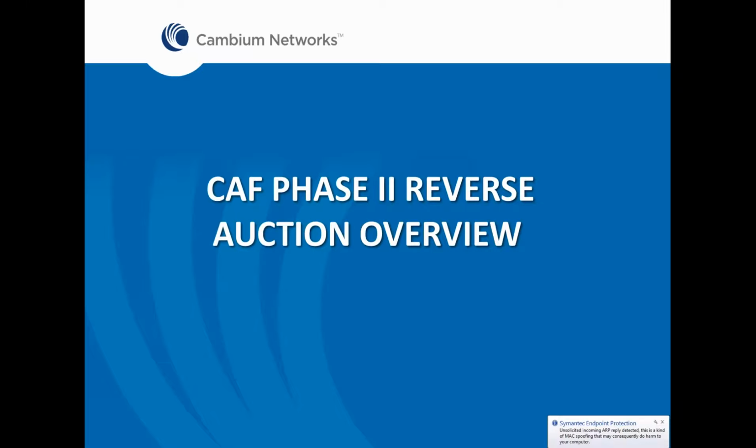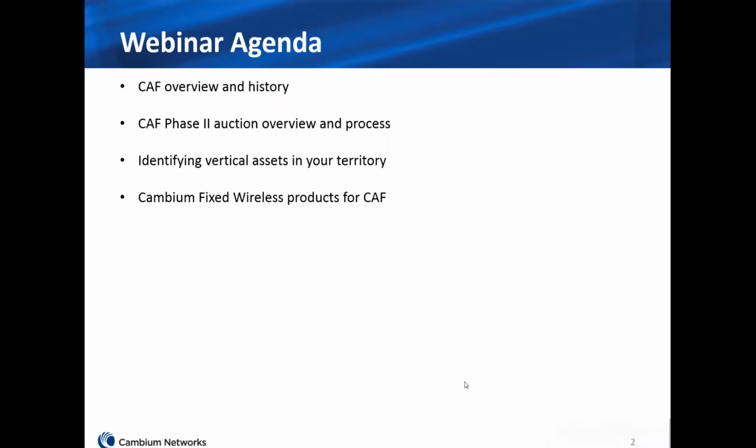We have a full agenda today that I will show you as soon as I can figure out how to increment this slide. We've put together an educational agenda to talk you through what the CAF process is, how to work through the process, and identifying vertical assets in your territory for those of you that aren't experienced with wireless. We've seen in the past that several bidders, at least in the rural broadband experiment, didn't have a lot of wireless experience. So identifying vertical assets is something very important that we'll talk about.